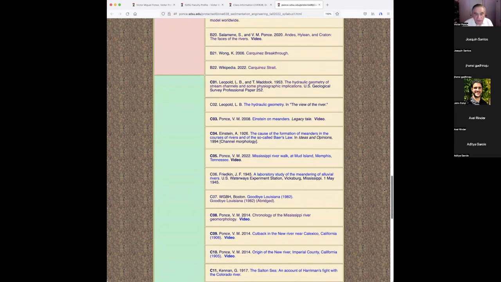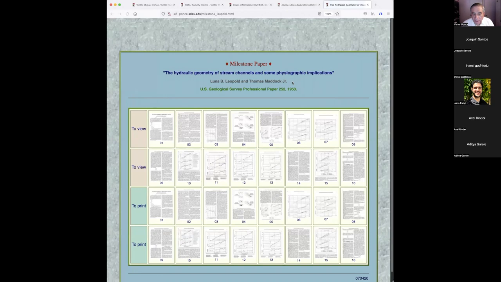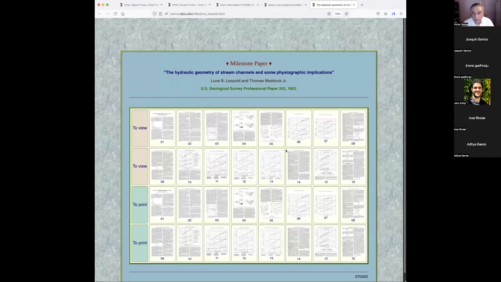So the first topic that I have in here, the first theme, is the classical paper by Leopold and Maddock, 1953. This paper is titled "The Hydraulic Geometry of Stream Channels and Some Physiographic Implications," U.S. Geological Survey Professional Paper 252. So this is the paper that we put together in a thumb fashion many years ago. Scan the paper, and I do believe that this is not the entire paper.